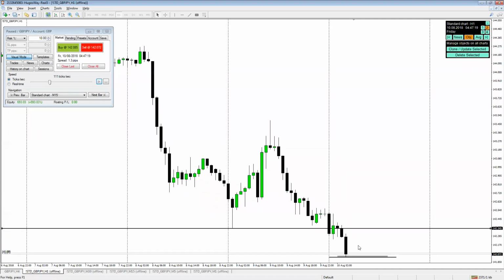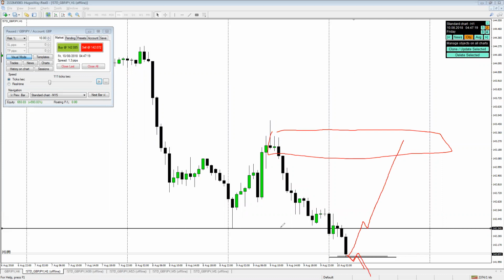Unless it reverses back. Let me draw. Unless it goes back here, and then it will go to this zone. But for now, I think it will go down. Usually it's the case if it drops below the last daily low before London Open. Let me clear. It looks like it's going to go down, especially with that pin bar over there.